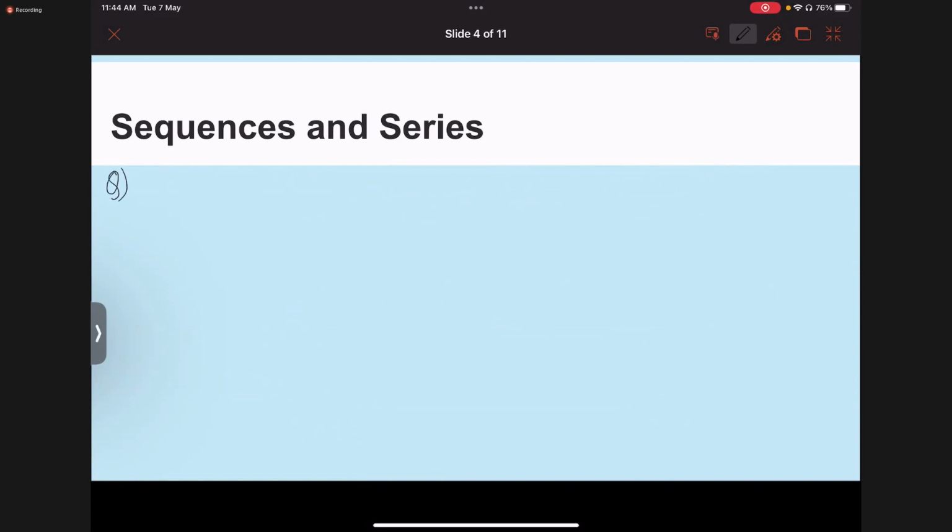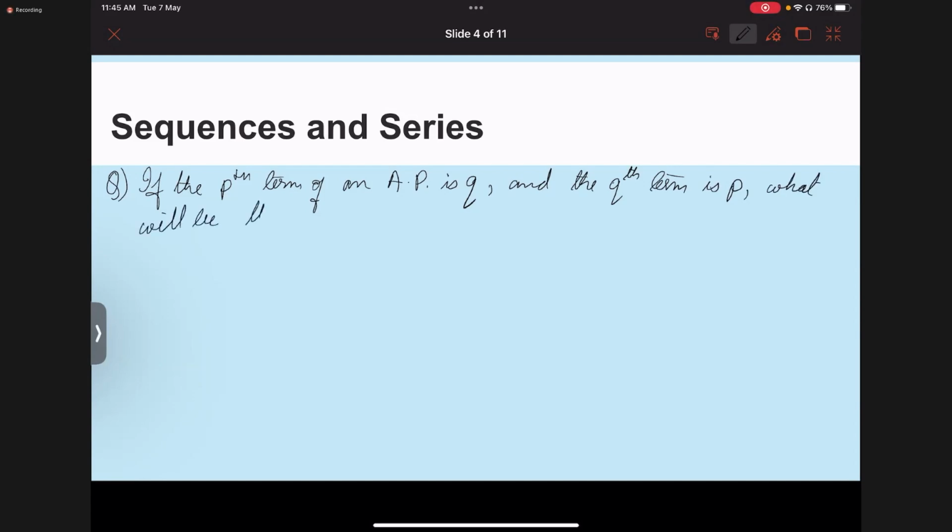Let's take another question. Next, the pth term of an arithmetic progression is q, and the qth term is p. What will be the rth term?